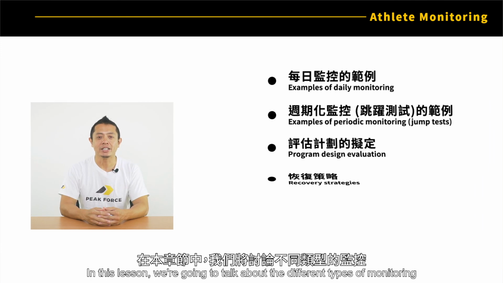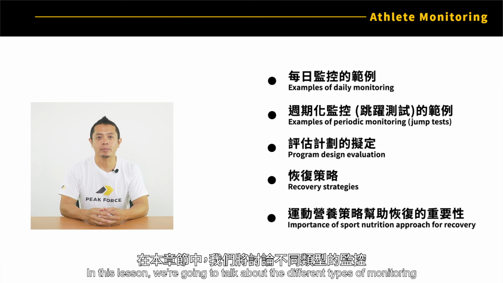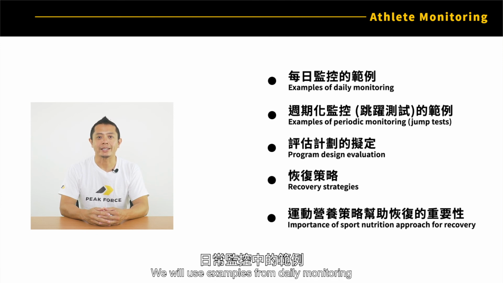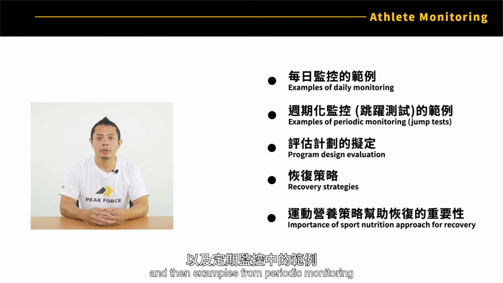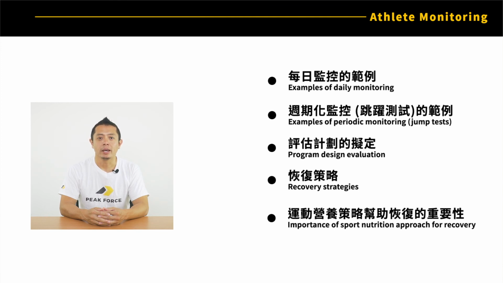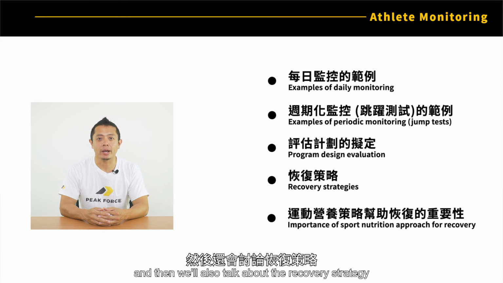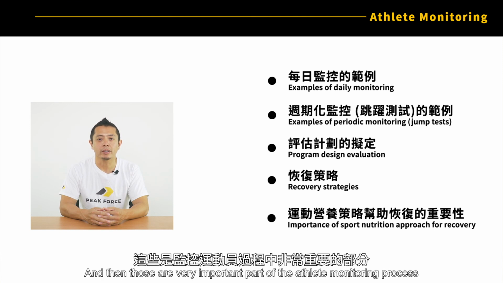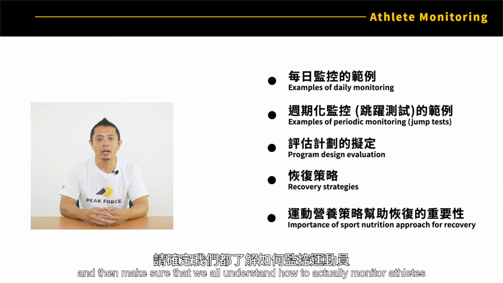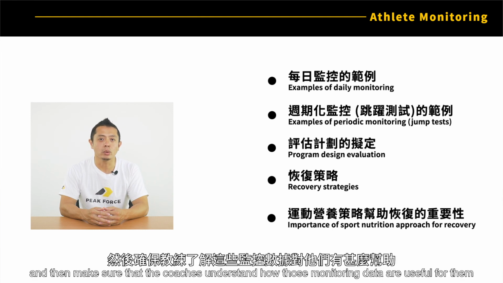In this lesson, we're going to talk about the different types of monitoring. We'll use examples from daily monitoring and examples from periodic monitoring, such as jump tests. And then we also talk about the recovery strategy. And lastly, we're going to cover the importance of a sports nutrition approach for recovery. Those are very important parts of the athlete monitoring process, and we want to make sure that we all understand how to actually monitor athletes, and that the coaches understand how those monitoring data are useful for them.